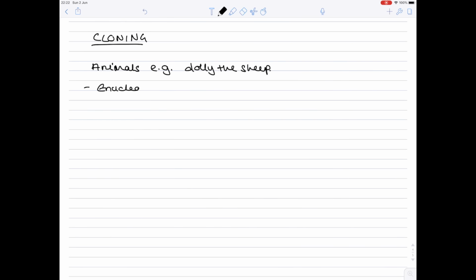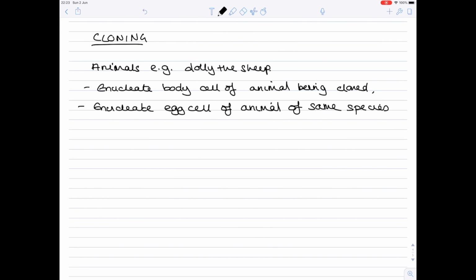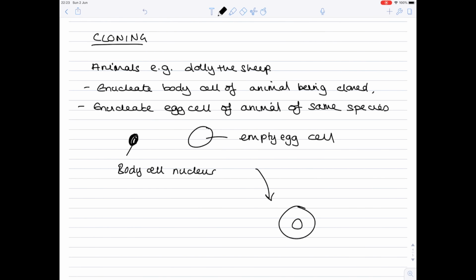So I'm going to write enucleate body cell of animal being cloned. Your next step is to enucleate an egg cell of an animal of the same species. And so effectively you've got your body cell nucleus, you've got your empty egg cell, and you're going to combine them together.